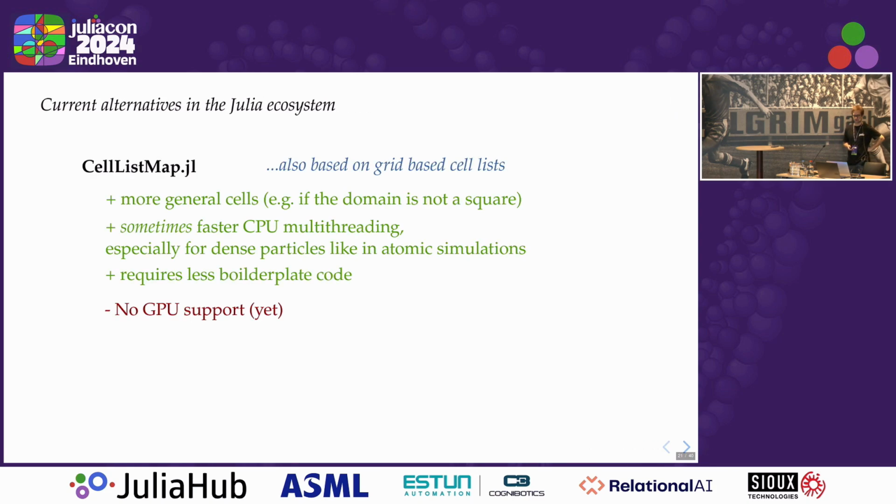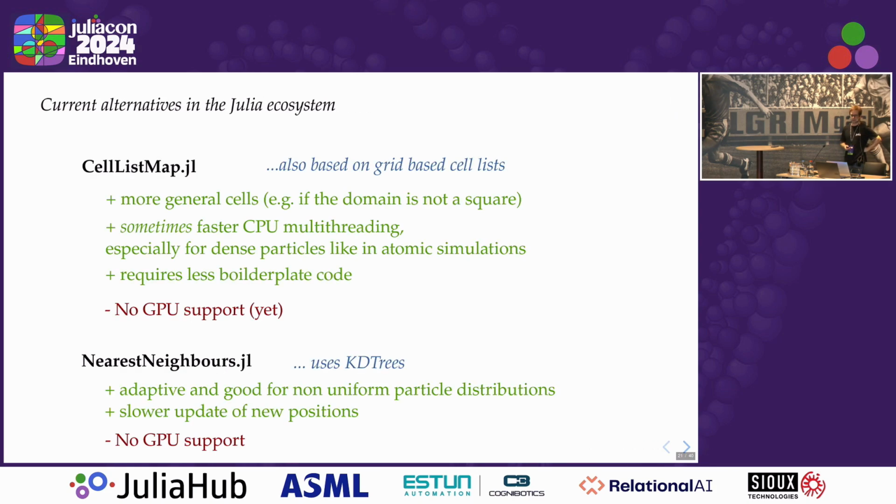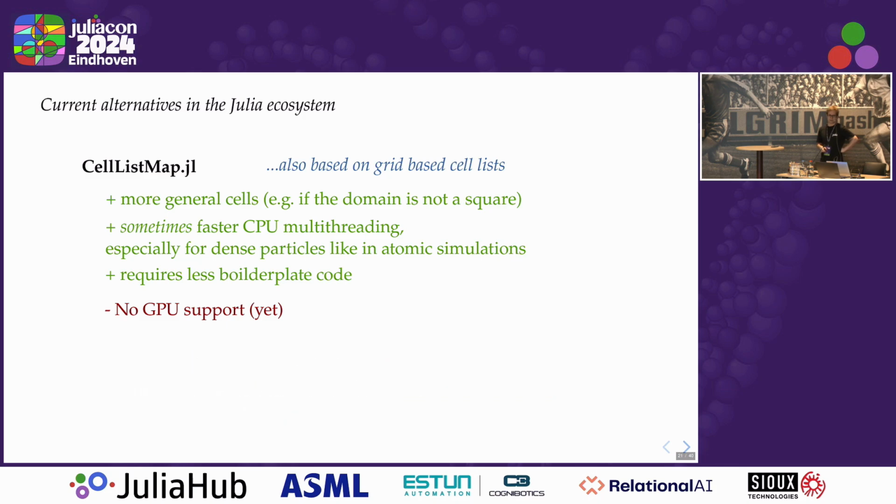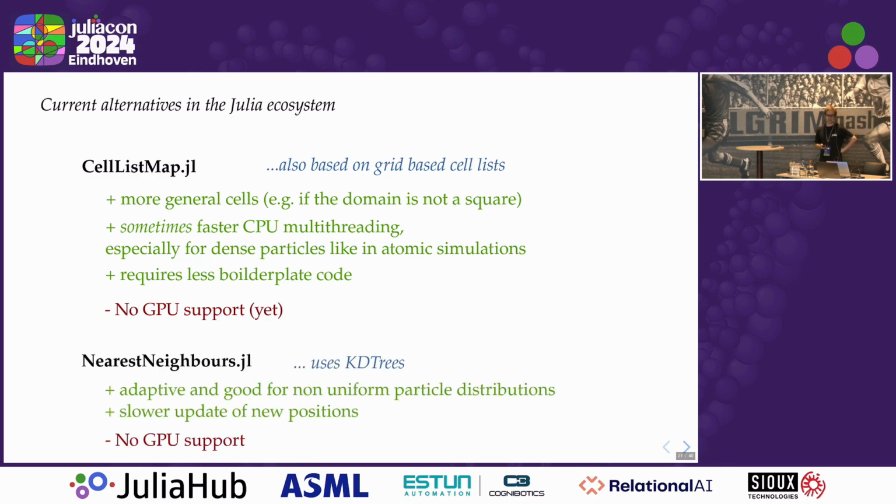Okay, so a quick outlook on the alternatives. There's CellListMap, which is very established and sometimes actually faster. I will show benchmarks in a second. And there's NearestNeighbors, which uses a different technique for that problem. Both of them don't work on the GPU, but they are both good for their applications. So I love both of these packages.